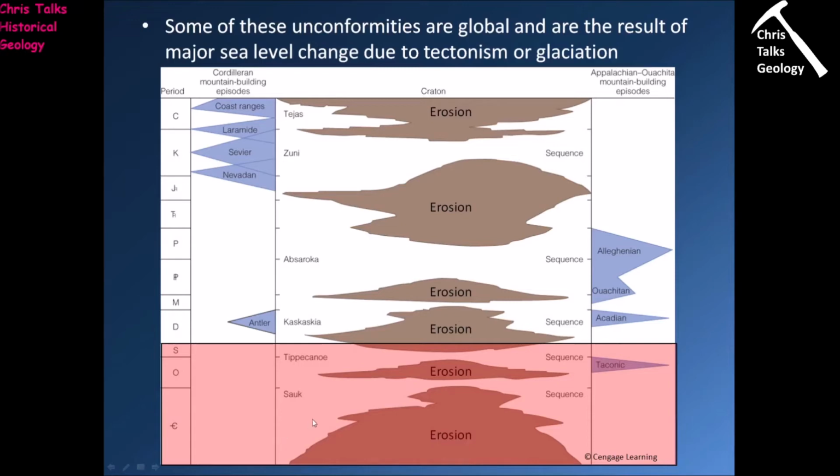So we can see the sea transgresses from the west, the sea transgresses from the east, and the amount of exposed continental crust is getting smaller and smaller. And so this is one of these transgressive regressive cycles, and this first one is called the Sauk.